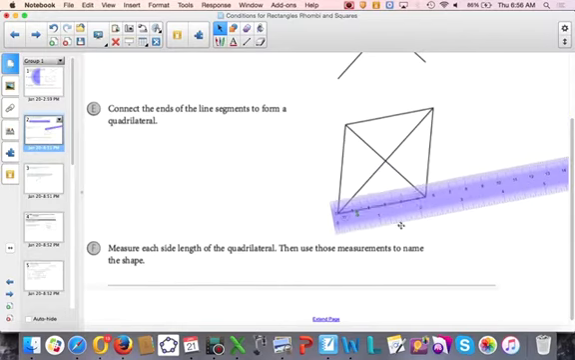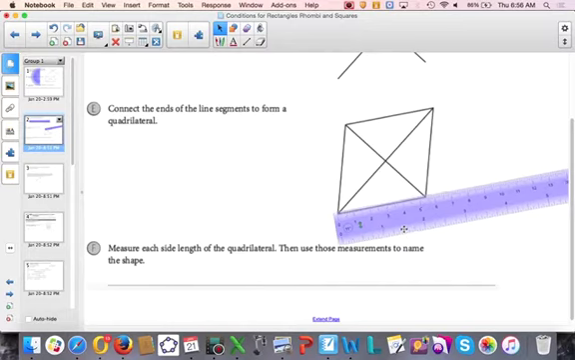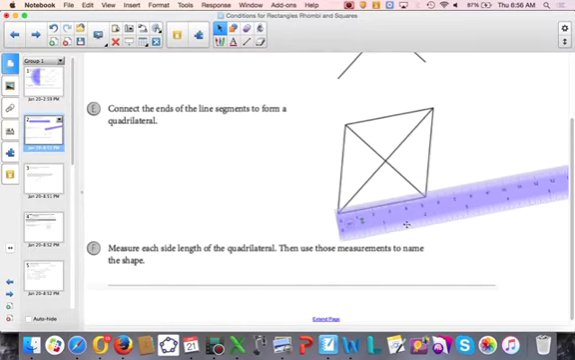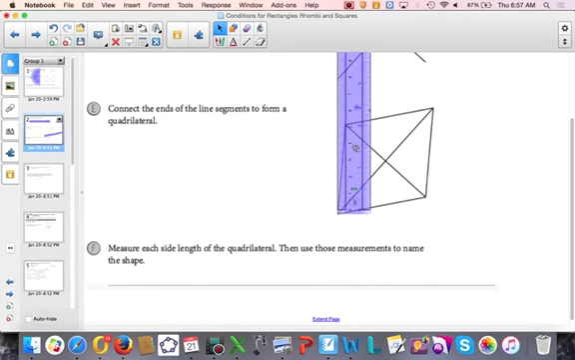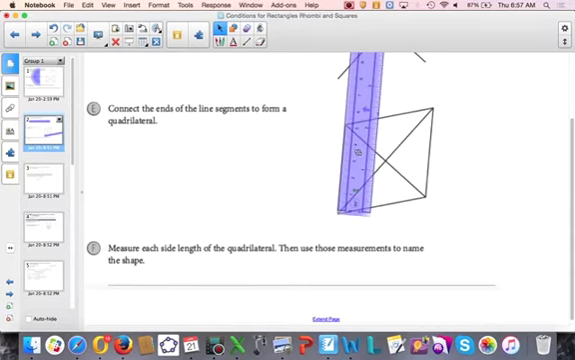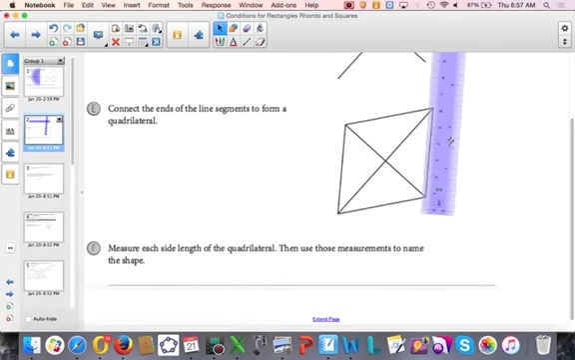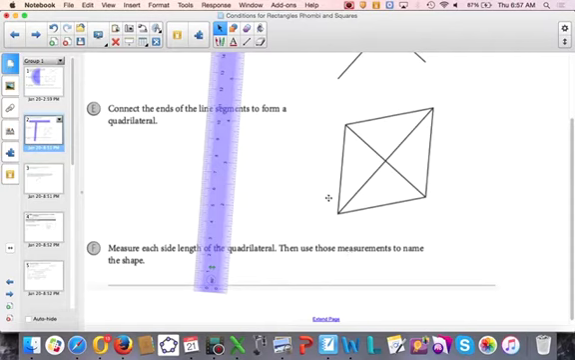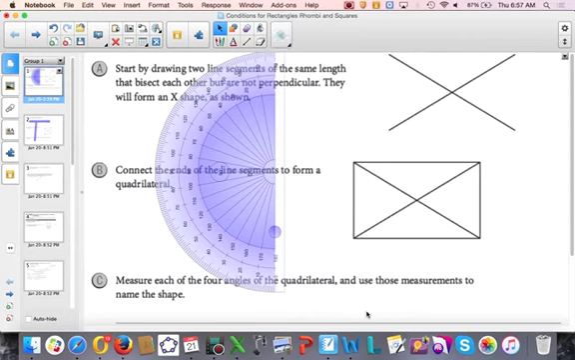That ends up being pretty close to about 5.5. We'll estimate, that's okay. This one down here, also just about 5.5. When I measure this length, that's also just about 5.5, and similarly, this one here, also about 5.5. So use those measurements to name the shape.